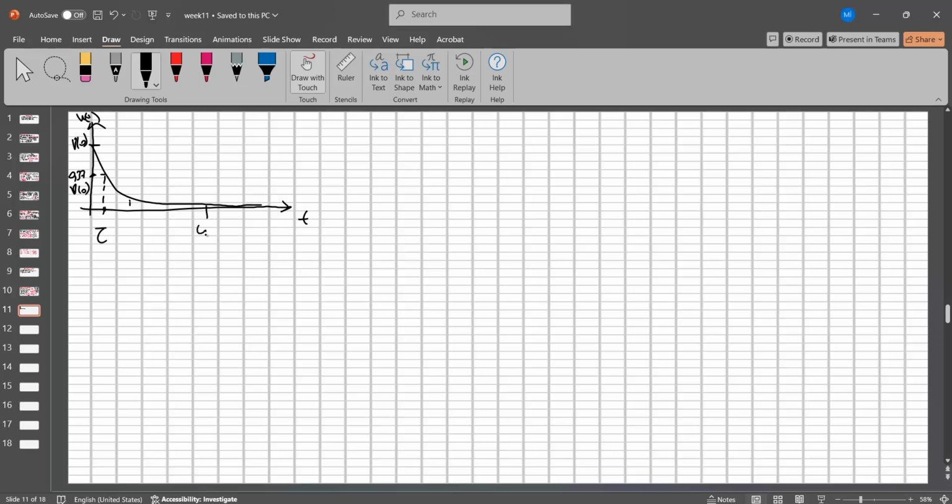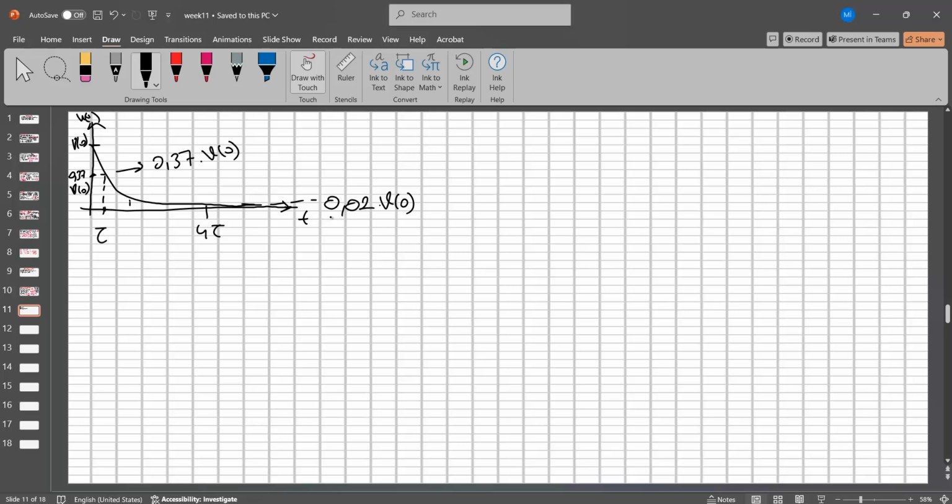And so what about the 4 tau? At the 4 tau, the value is closest to 0.02 times V0. Okay? This is 0.37 V0, this is the time constant, 1 time constant. This is the 4 time constant, equal to what? About 0.02 V0. Okay? Remember that? Okay.